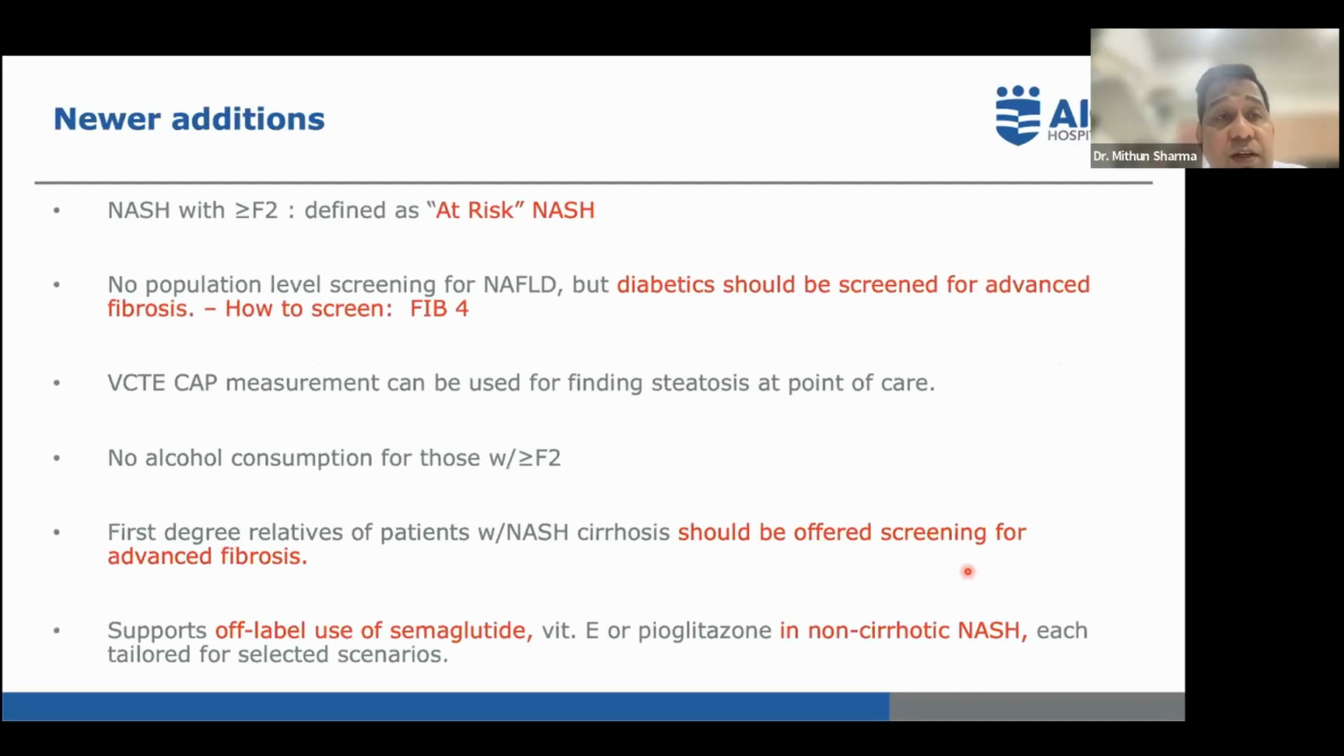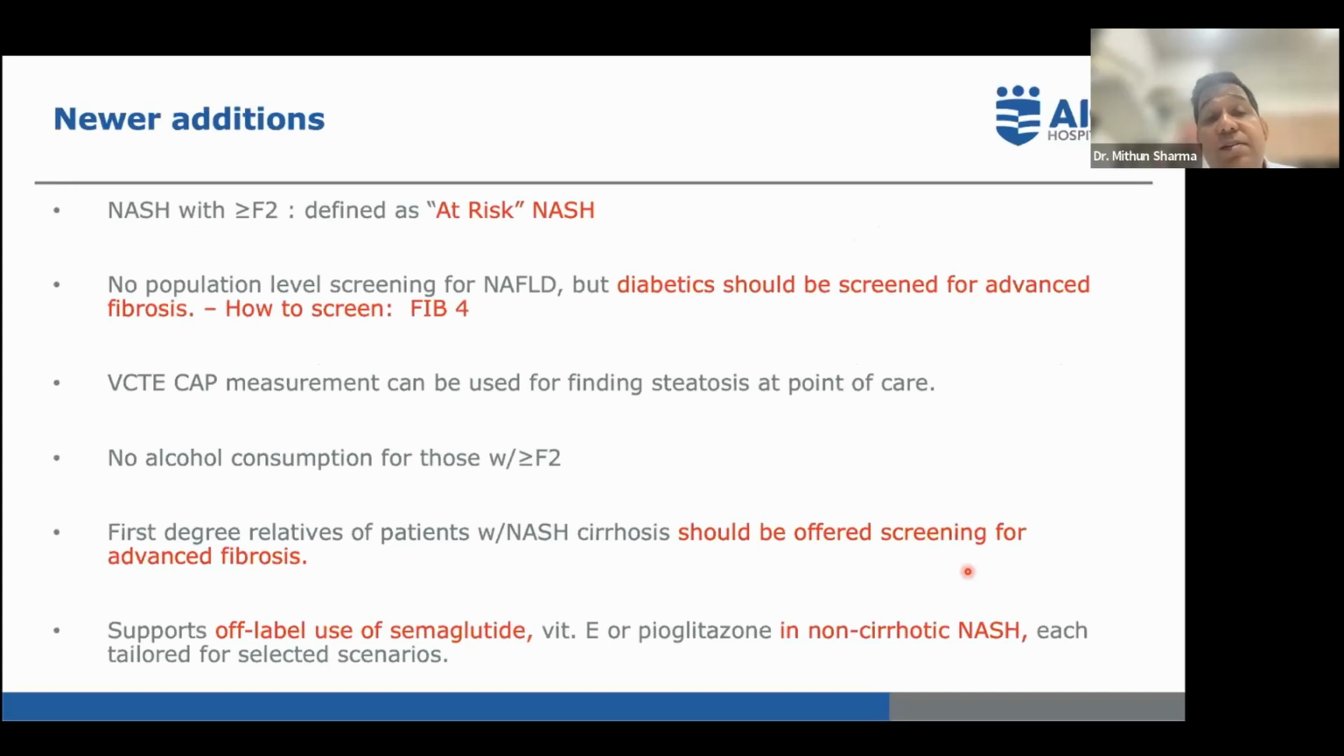So, in conclusion, the newer addition is that the definition includes at-risk patients with NASH. There is no population screening, but patients who are at high risk, particularly diabetic and obese, should be screened. How to screen is by FIB4. The care has been divided into primary care and secondary care. The secondary point of care includes a fibrosis assessment and a CAP score assessment.